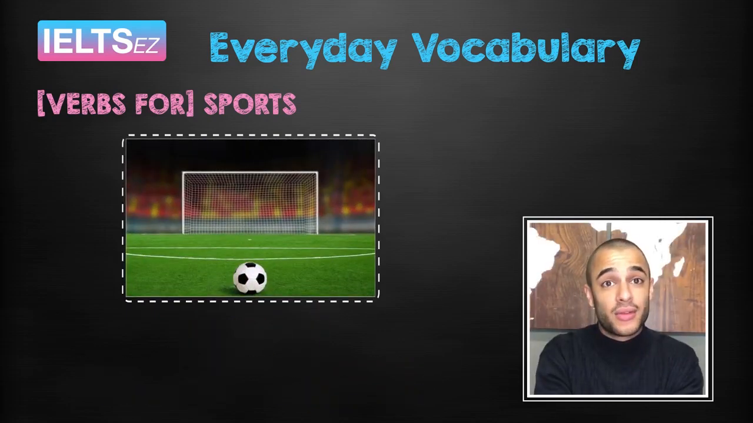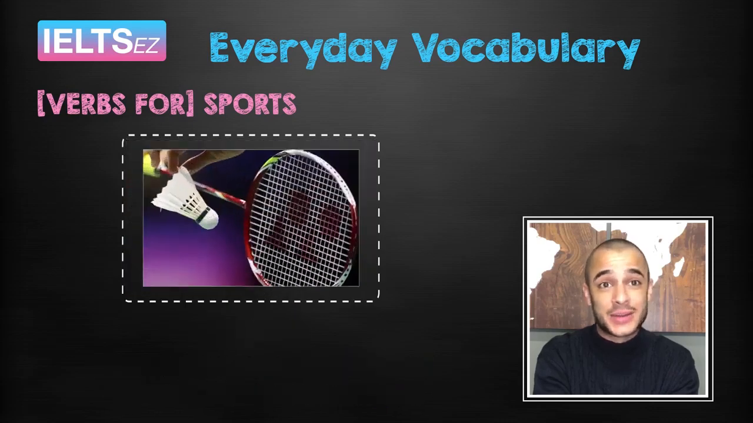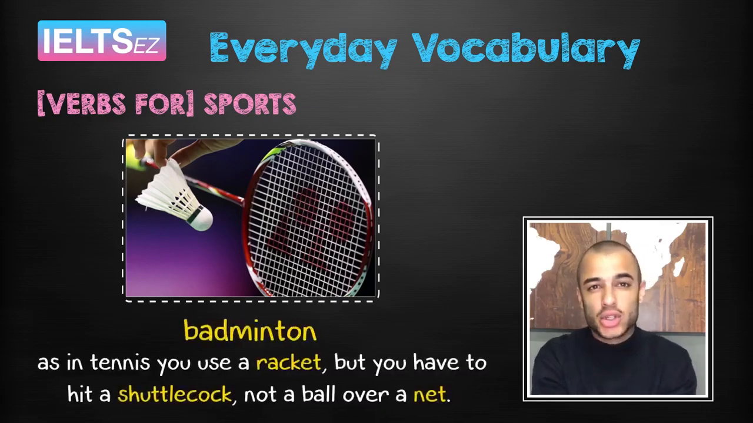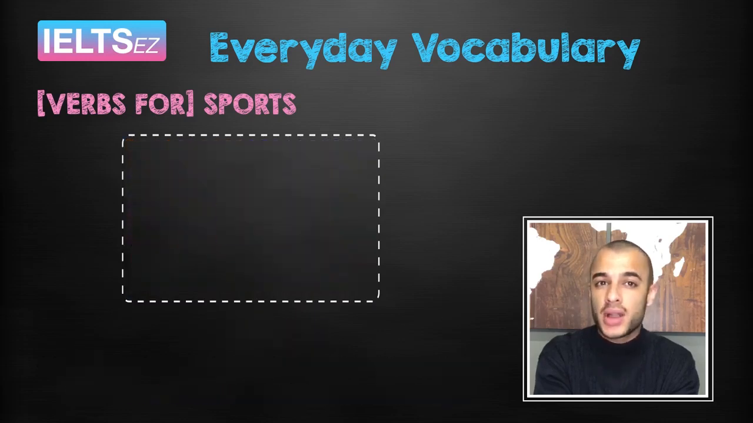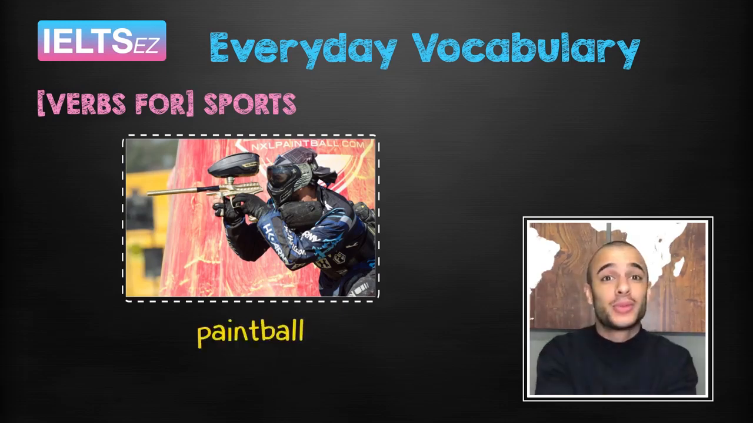Okay, the next one is football, where you use a ball in a field and try to kick it into the goal. Ball, field, kick, goal. And this is badminton. As in tennis, you use a racket, but you have to hit a shuttlecock, not a ball over a net. Racket, shuttlecock, net. Finally, have you done this activity before? It's paintball.